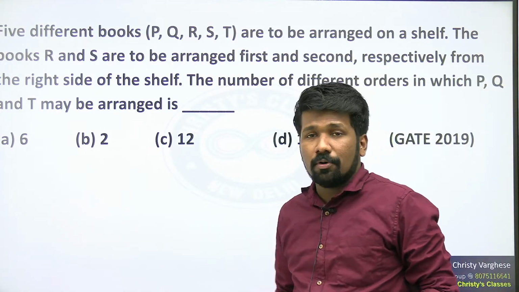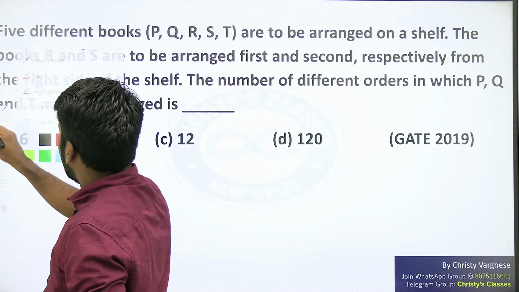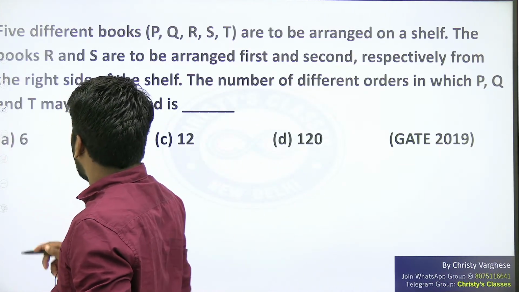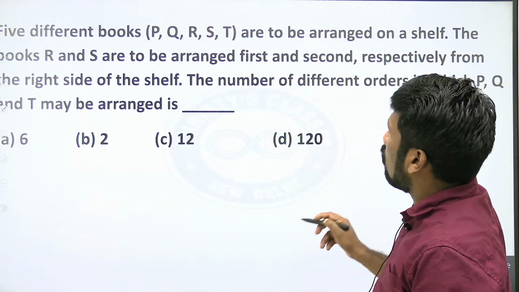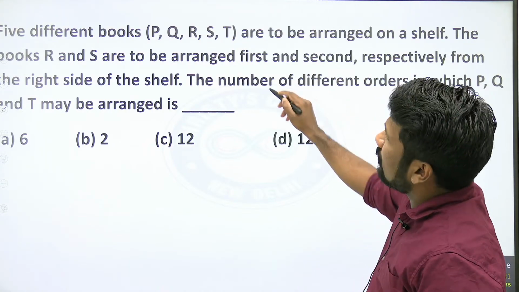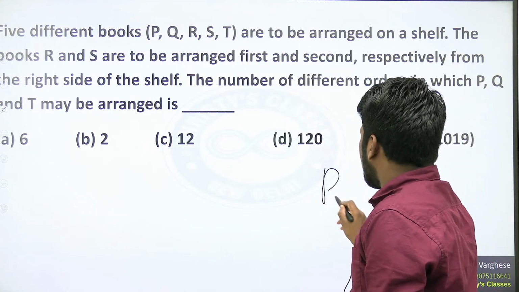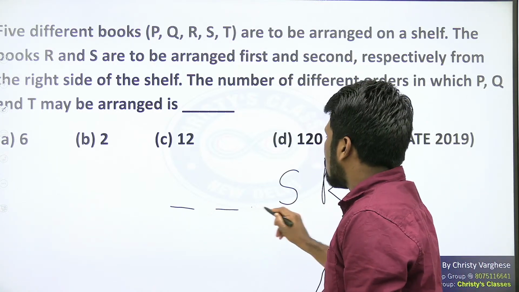Or if you want the permutation combination way, that also we will discuss, so that you get the idea of how these are connected. So PQRST, there are 5 slots in this shelf, but 2 slots are already fixed. R to the right end, S to the second last position. Only 3 spots are remaining.